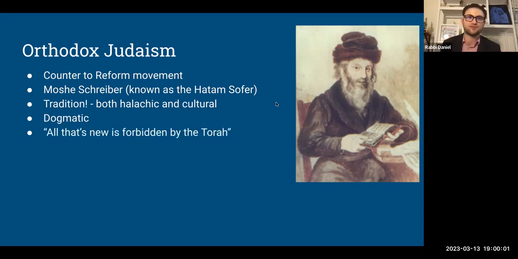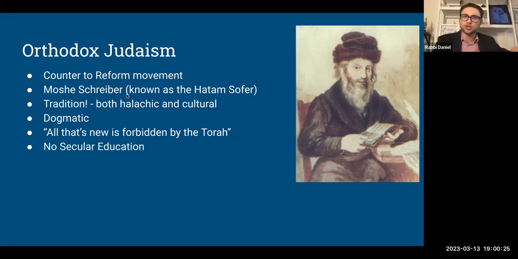The Chatam Sofer had this famous line, Chadash Asur Min HaTorah, which is actually a pun. We don't have enough time to get into the pun, but it's based off of a biblical verse about new grain, where there's a verse in the Talmud that says Chadash Asur Min HaTorah, which means new grain is forbidden from the Torah. And he took this to mean a catch-all cultural phrase where anything that's new is forbidden.